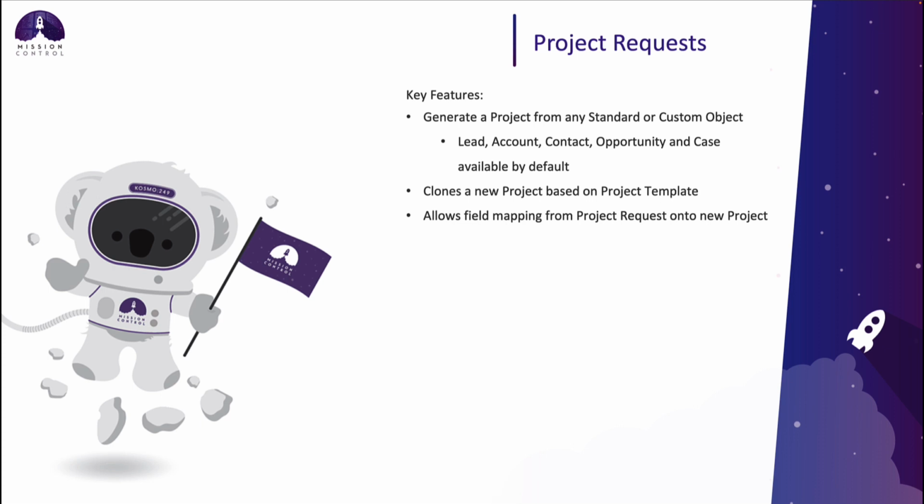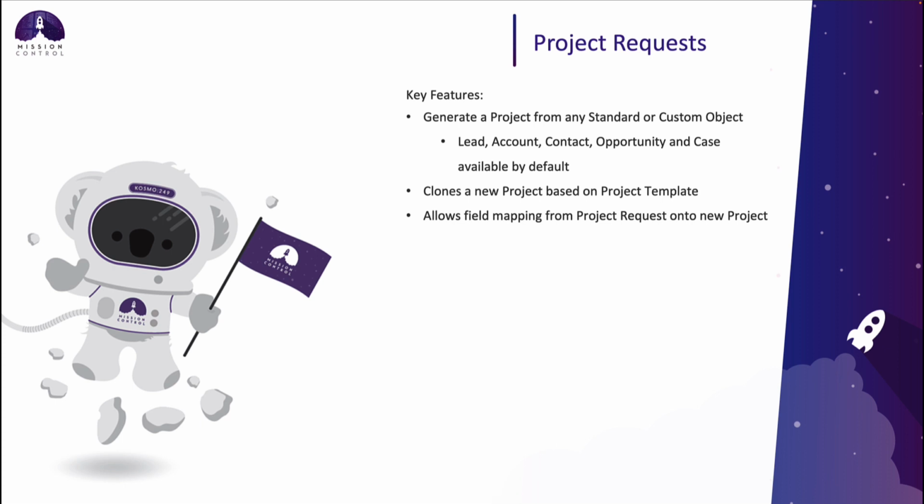By default, you can generate a project from project request using the lead, account, contact, opportunity, or case. But you can also expand this to other objects within your org. That could be any standard object or any custom object in your org. All you have to do is add a lookup to that object on the project request object.